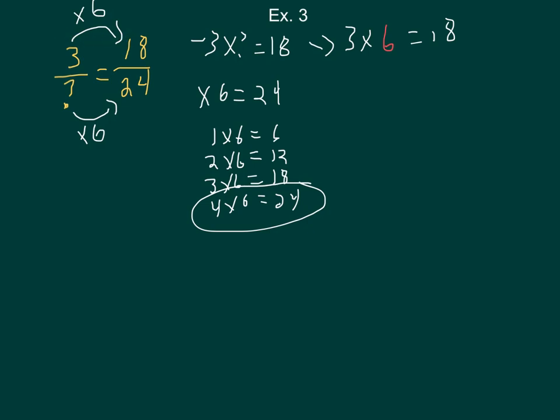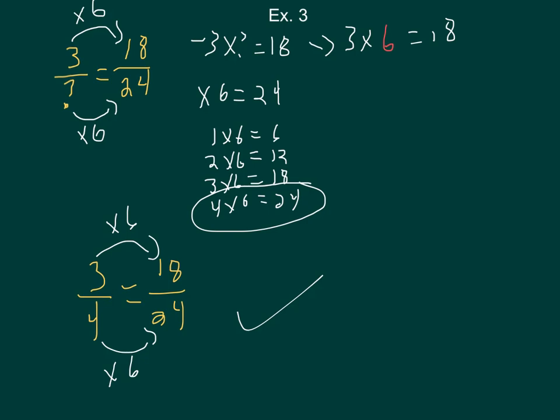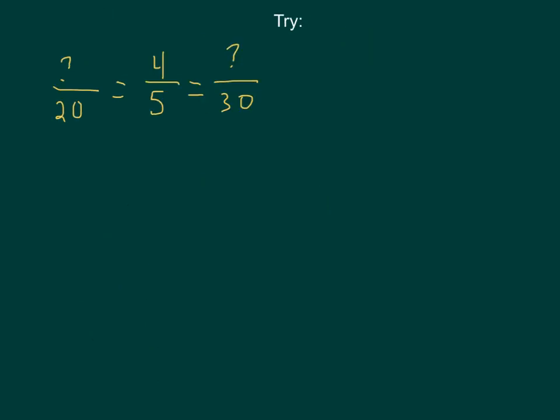So the final answer would be 3 over 4 equals 18 over 24. And we check our work. 3 times 6 equals 18. 4 times 6 equals 24. And we got it.